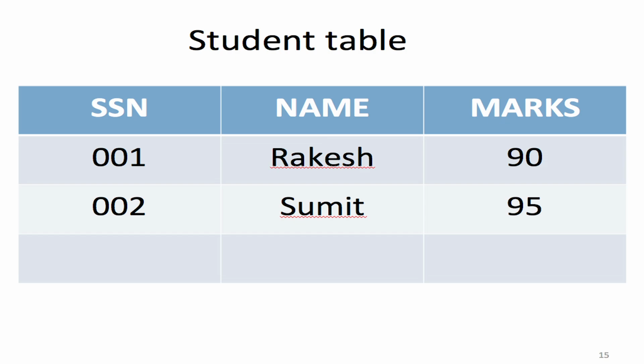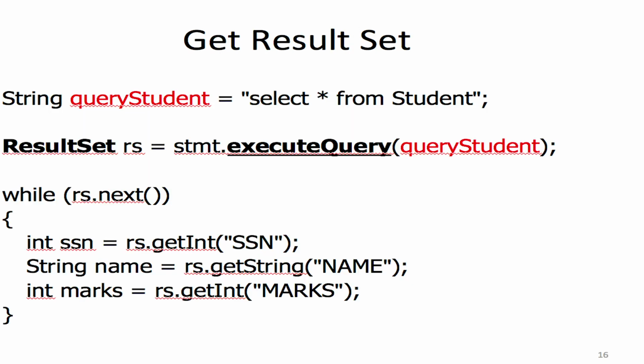Now we have to fetch the record from this table. So how do we write the program? See this program, we can write here: String queryStudent = select asterisk from student. So this is the query, queryStudent is a string variable having this query, select asterisk from table, and ResultSet.